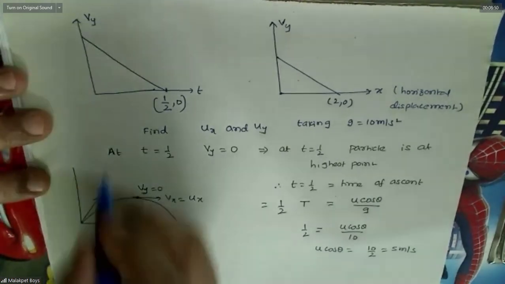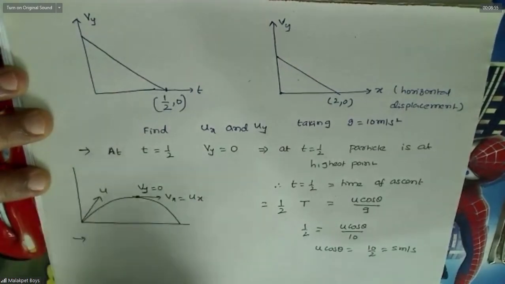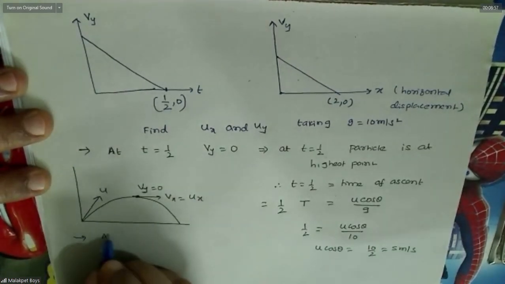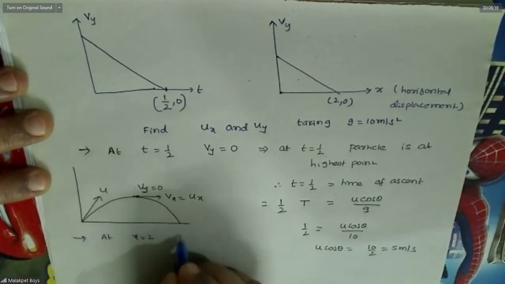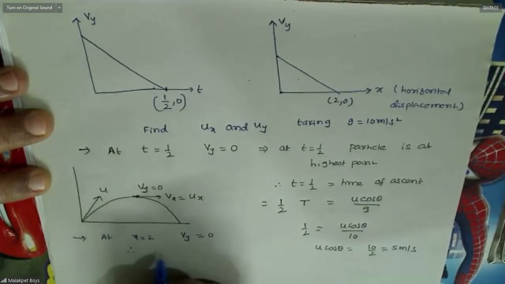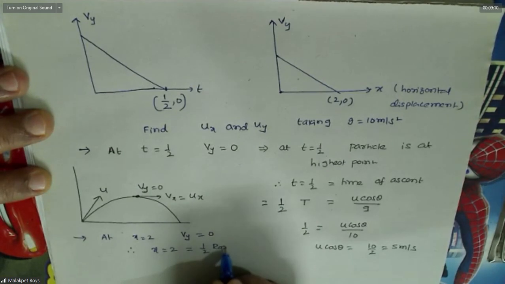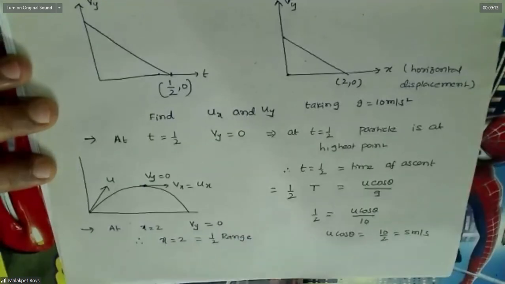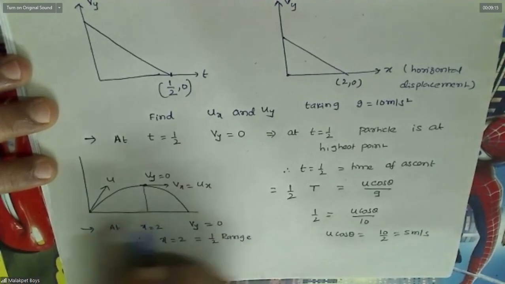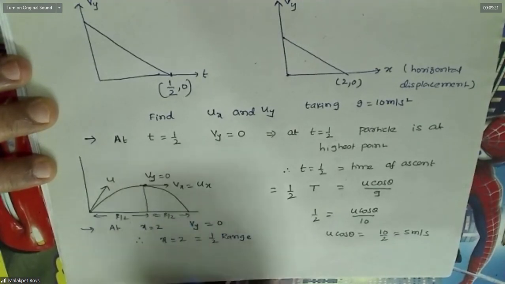Then again you can see at x equals 2, Vy is 0. Therefore, x equals 2 is nothing but half of range, you know, because this is the range. Parabola is a symmetrical curve, so this should be two parts. Do you agree with this?